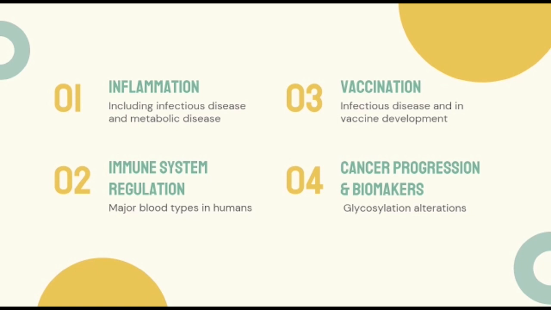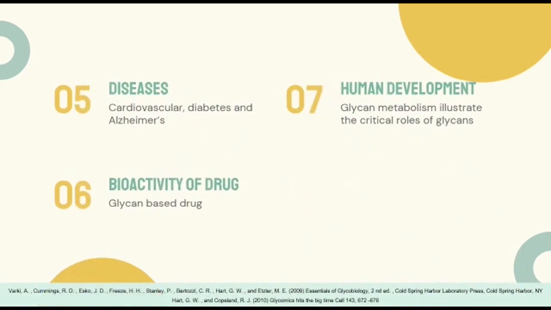The third one, vaccination. Glycans play a key role in infectious disease and in vaccine development. For example, recognition of bacterial carbohydrate and lectins. And the fourth one, cancer progression and biomarkers. Glycans play a direct role in cancer progression and as biomarkers for early detection of cancer. Next, number 5, diseases. Both intracellular and extracellular glycans, for instance, glycosylation, underlie molecular mechanisms leading to chronic diseases such as diabetes and Alzheimer's, as well as play an important role in diabetic cardiomyopathy.